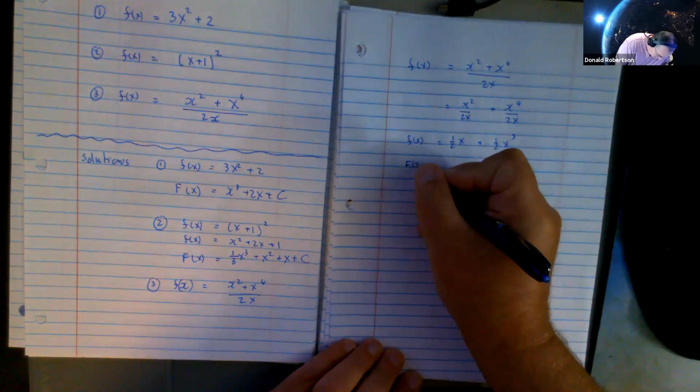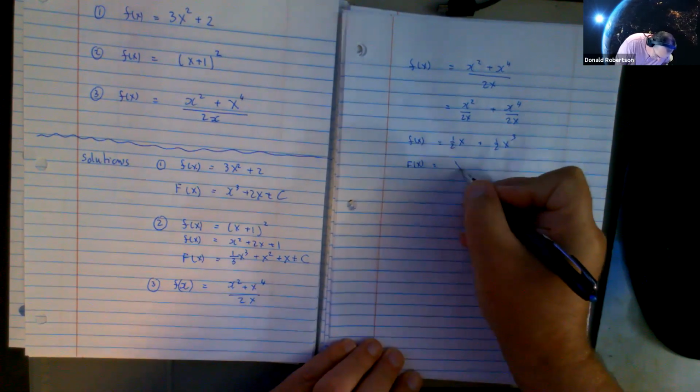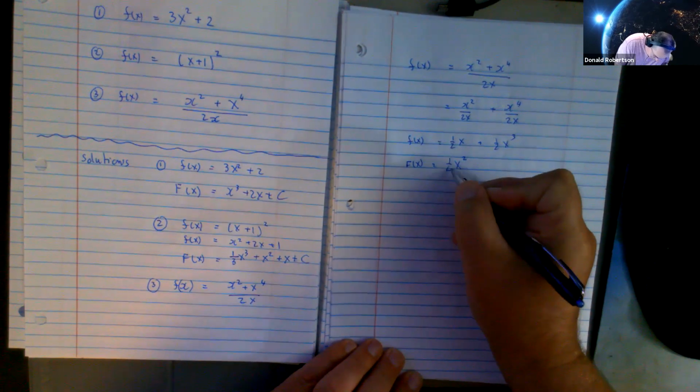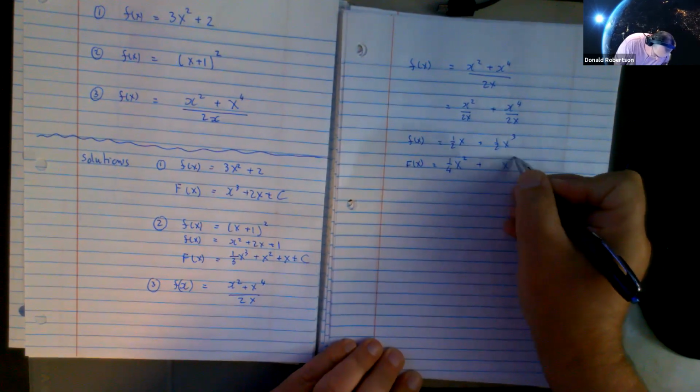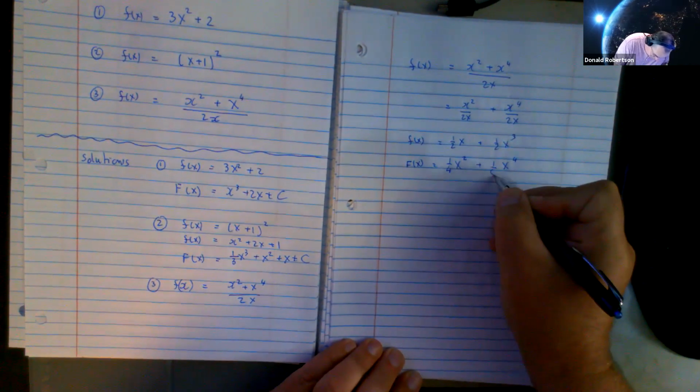You can then do the antiderivative. So you add 1 to the power and divide by the new power. You add 1 to the power and you divide by the new power, and you get that.